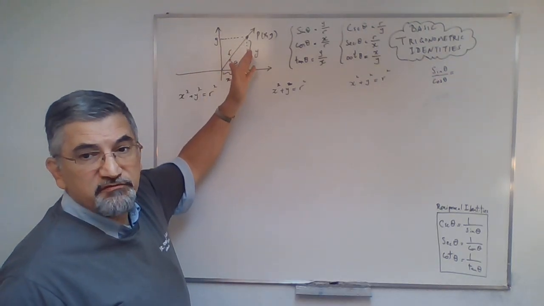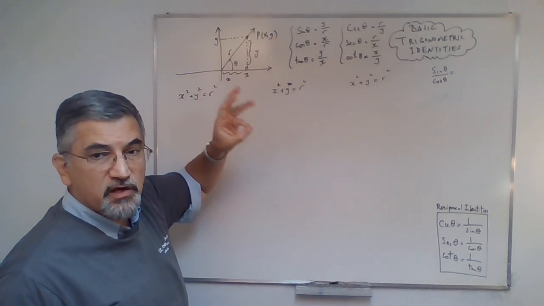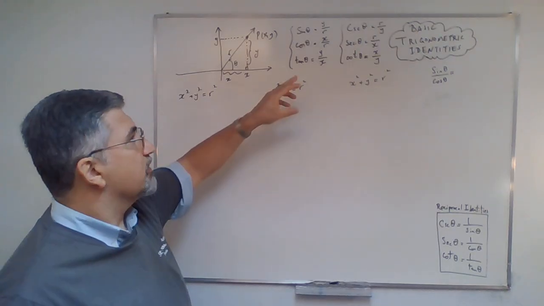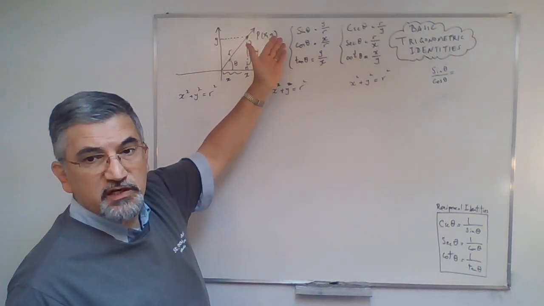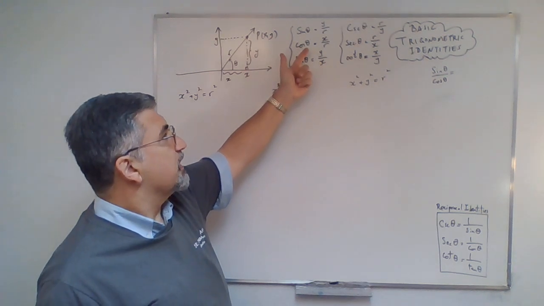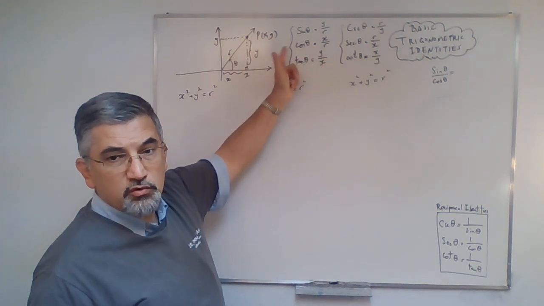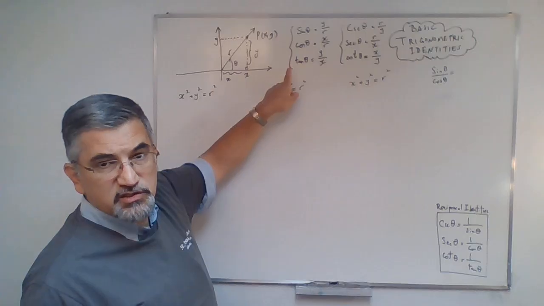the definitions of trigonometric ratios sine theta, cos theta, tan theta are the following. The ratio of y over r is defined as sine of angle theta, and the ratio of x over r is cosine of theta, and y over x is the tangent of theta.